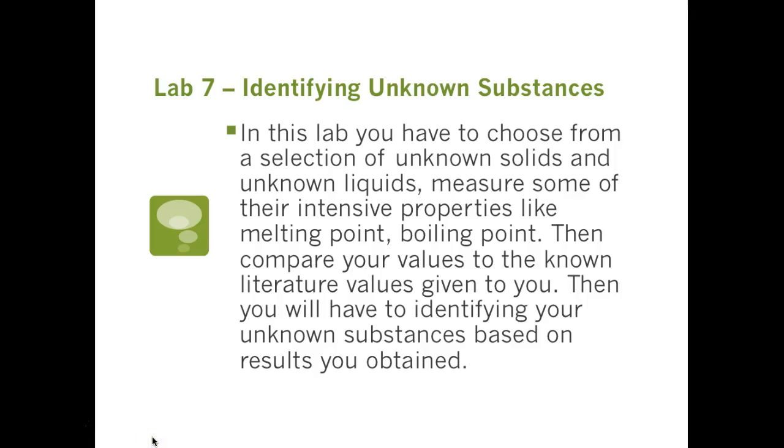So what you have to do is choose from some unknown solids given on the shelf. You'll have to choose two of them, solid number 2 and solid number 4. And for the liquids, liquid number 7. Then you're going to measure some of their intensive properties like density, and melting point when it's a solid. Of course, you can't use melting point as a criterion to identify a liquid, but you can certainly use boiling point.